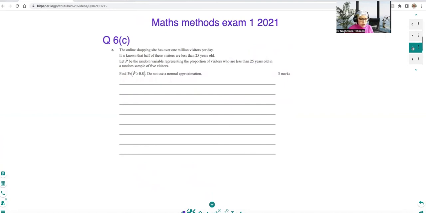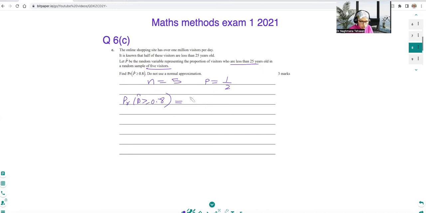Okay, now the C part of the question is, when the online shopping site has over 1 million visitors per day, it is known that half of the visitors are less than 25 years old. So P is the proportion who are less than 25 years old, so P is 1/2. N is equal to 5, a random sample of 5 visitors has been chosen. And we want to find the probability of P hat being greater than or equal to 0.8. So that's what we need to find out.